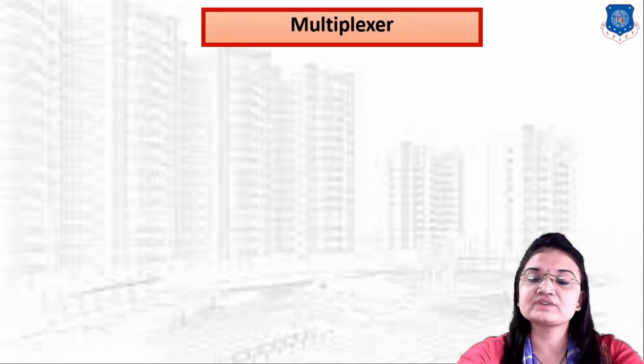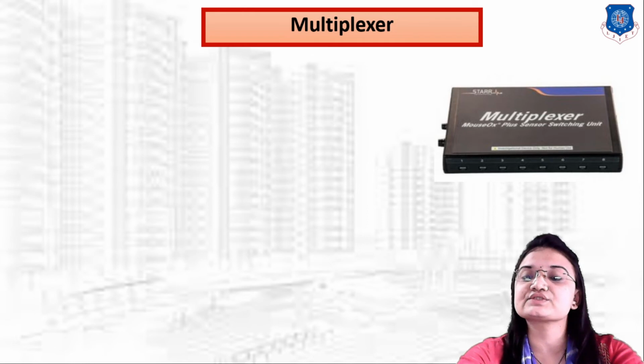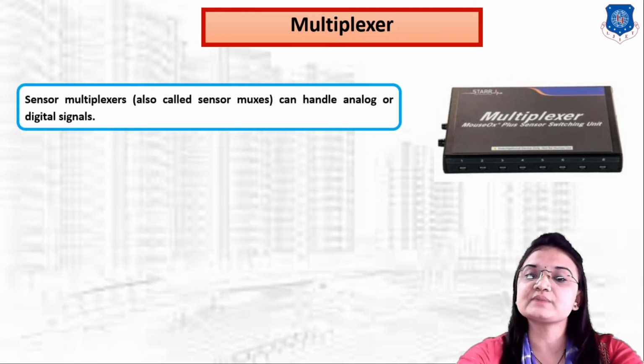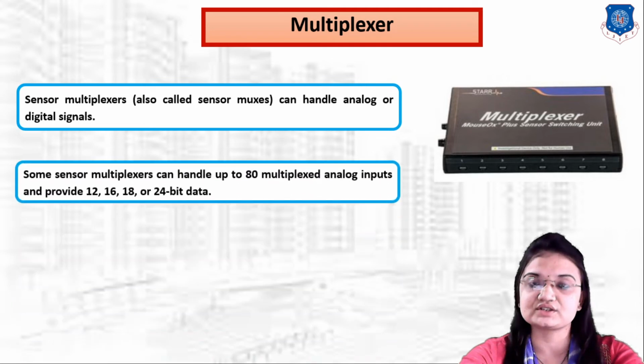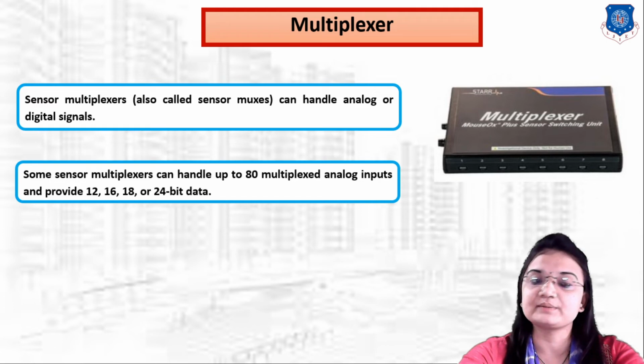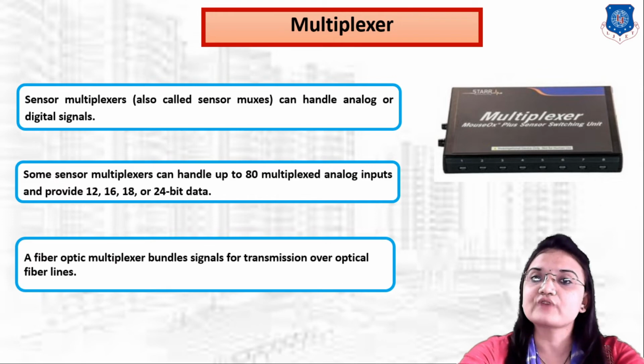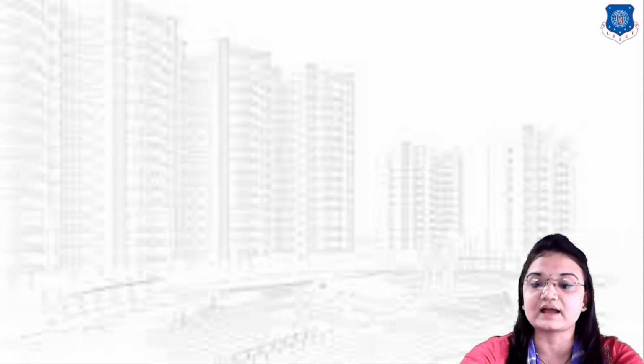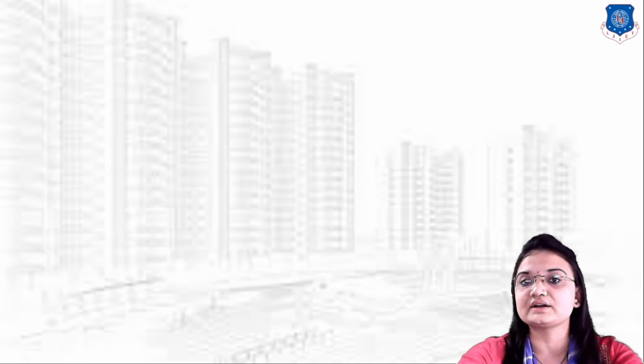Now next one is multiplexer. You can clearly see in this figure, this one is multiplexer. Sensor multiplexers can handle analog and digital signals, so to measure analog and digital signals we can use a multiplexer. Some sensor multiplexers can handle up to 80 multiplexed analog inputs and provide 12, 16, 18, 24 bit data. A multiplexer is generally used to convert the analog signal into digital signal form. Fiber optic multiplexers bundle signals for transmission over the optical fiber line.